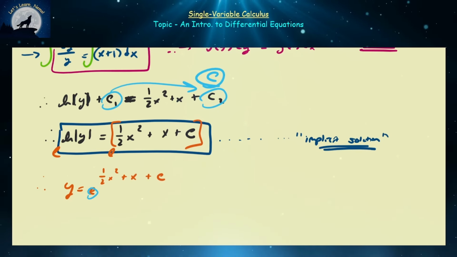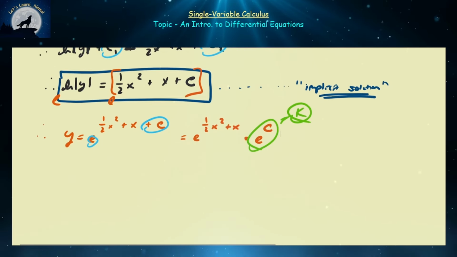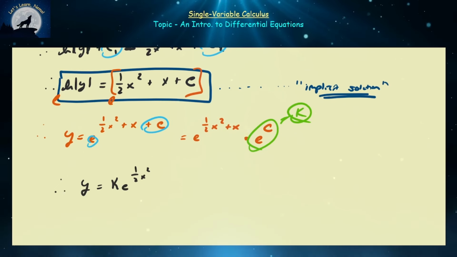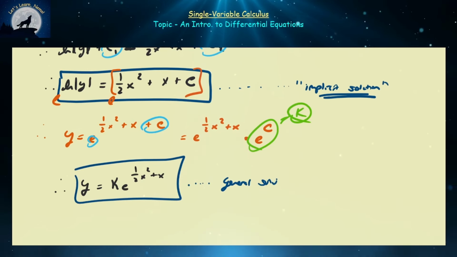But I can break this up into two exponentials. I can write this as e to the 1 half x squared plus x times e to the power of c, because c is an arbitrary constant, so e to the c is just as arbitrary. So we can actually call this another constant, let's assume k, and then we can write the solution in a sometimes more meaningful way, as y is equal to some constant times e to the power 1 half x squared plus x. Right, so here, this is our general solution to our separable differential equation.